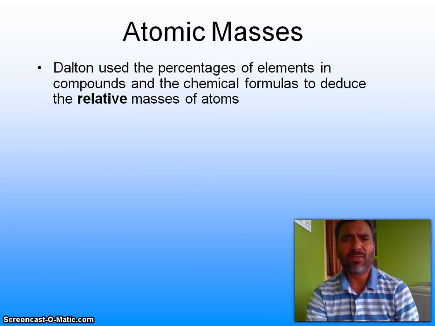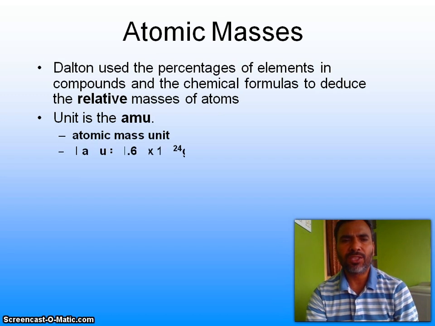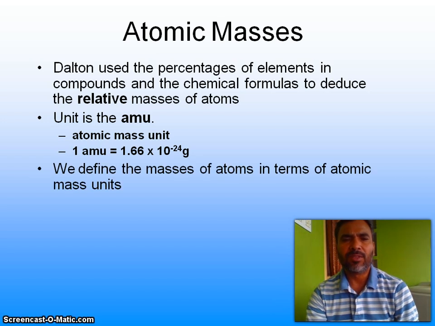Dalton used the percentage of elements in compounds and the chemical formula to deduce the relative masses of atoms. The unit is the AMU, atomic mass unit. 1 AMU is equal to 1.66 times 10 to the power minus 24 grams. We define the masses of atoms in terms of atomic mass units.